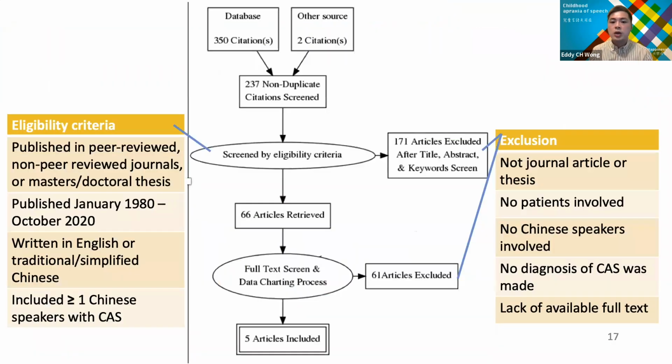This diagram shows the procedures of including articles. 350 articles were identified from the initial search, and 5 articles were eventually included for full text review.